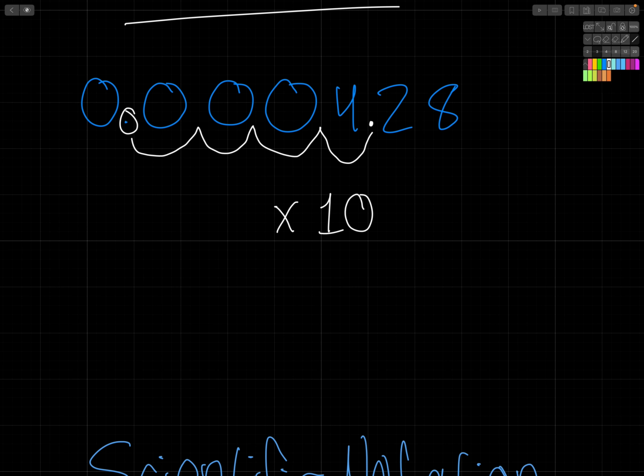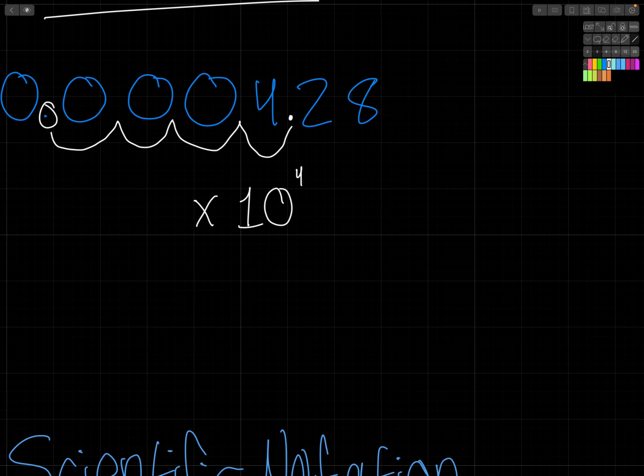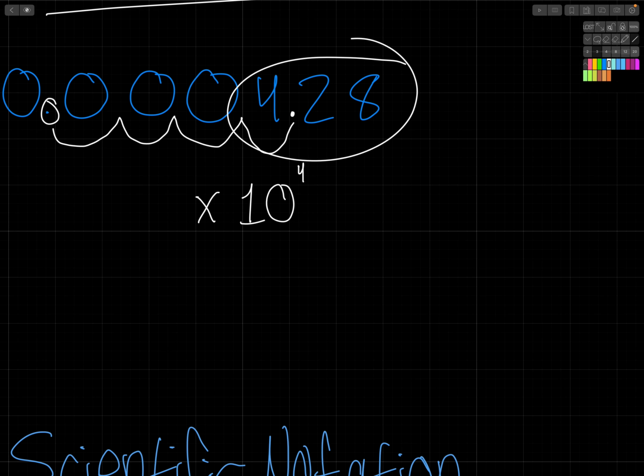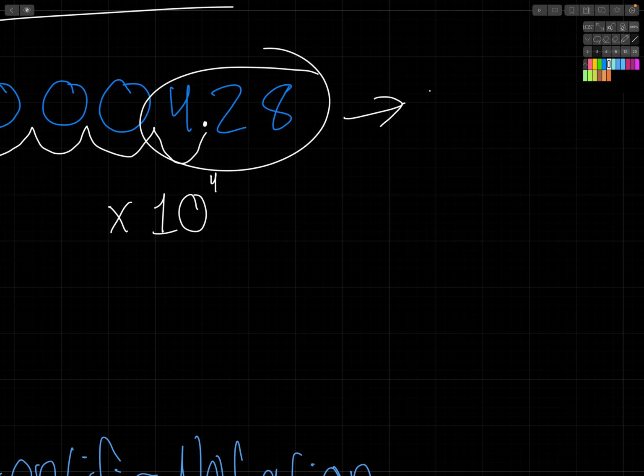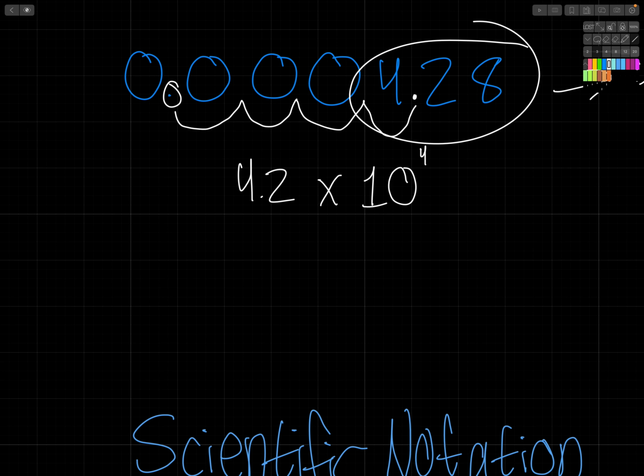So now you count how many times it took to get here. So you see 1, 2, 3, 4. So that means that we put the exponent 4. And then you look at the number and see what number you created. So here you see the decimal place is here. So this means it's 4.28. So you just get this number and place it over here, 4.28. And this is your scientific notation.